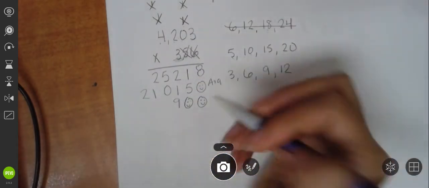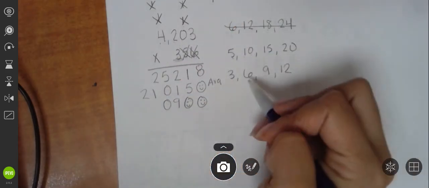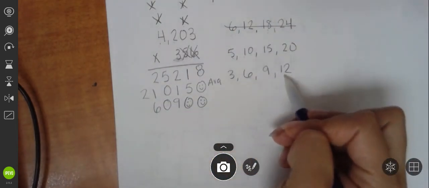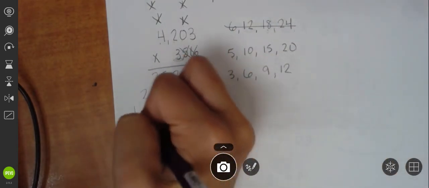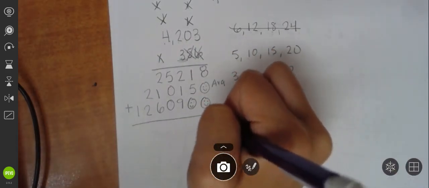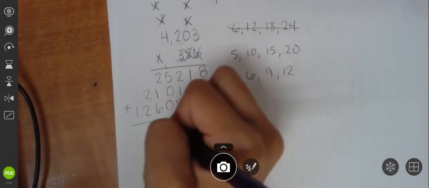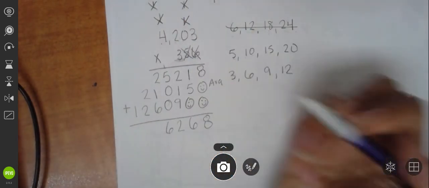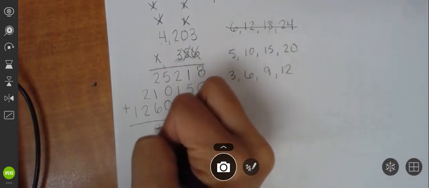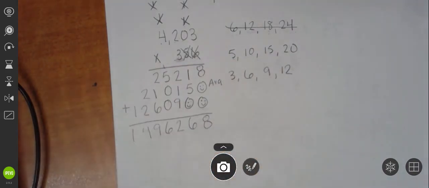3 times 0 is 0. 3 times 2, 3 por 2, 6. 3 times 4, 12. Then we add the columns: 8, 6, 9, 10, 11, 12. 6. 6 plus 1 is 7. Plus 2 is 9. 2 plus 2 is 4. And then 1.